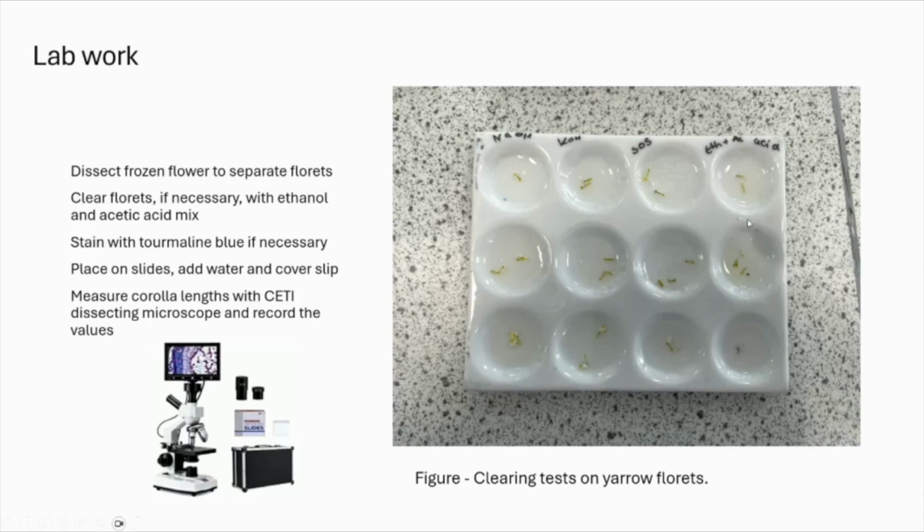So we would clear them if we needed to, which removes the pigment and lets the light shine through properly. So you can get an accurate measure for the landmarks and everything that you're measuring. And then if we needed to, we'd stain them. That's spelt wrong, but that's all right.